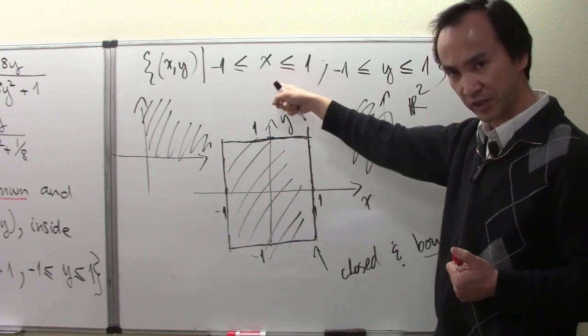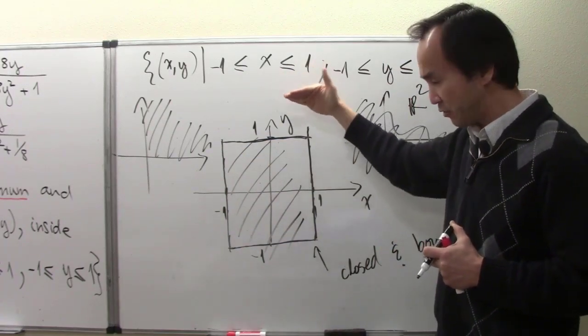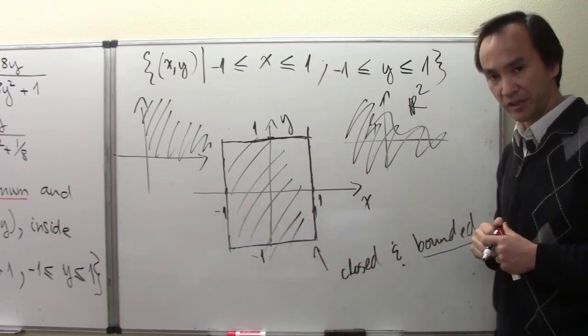So this region right here, in our example, describes what it means by being a closed and bounded region like that. Okay.